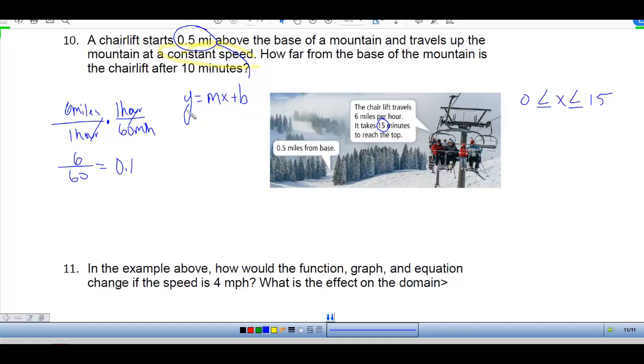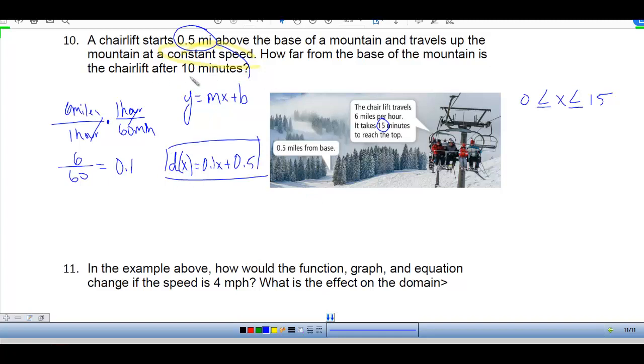I'm going to go ahead and change my y equals to function notation. Right now we're talking about distance, so I'm going to use d. So d of x. You could use f of x, it really doesn't matter. Just understand that that variable up front can change. Since we're doing distance, I'm just going to use the d. So d of x is equal to my slope times x plus the half a mile. So that's my function that models this situation.